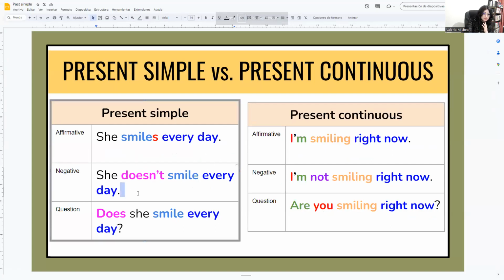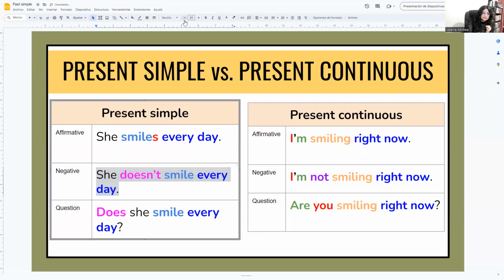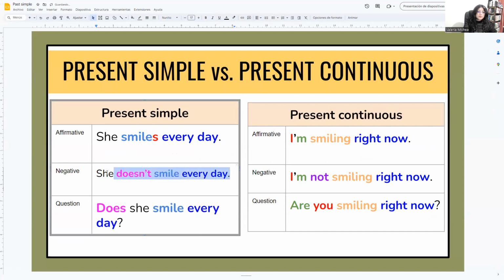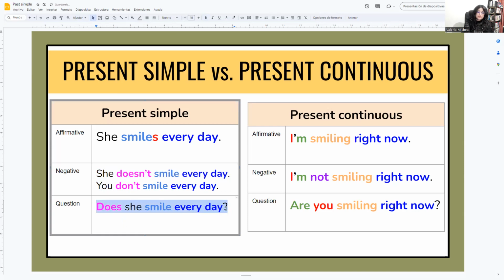What am I talking about? I'm talking about the different rules that we have for both of these. So if I want to talk about you, for example, I'm not going to use doesn't, I'm going to use don't. This is also something that is very important for you to remember. Okay, so she, he, or it doesn't smile every day. You, we, I, and they don't smile every day. That's also something important that you need to remember about the present simple. Okay, so keep it in mind.